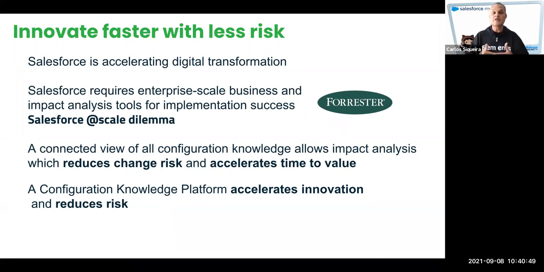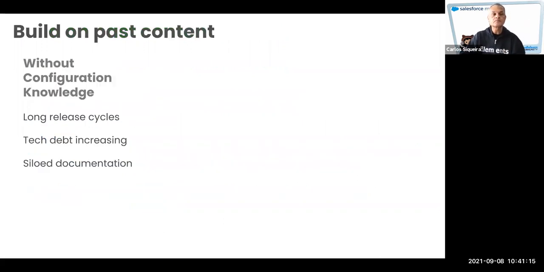You have to do a risk assessment. If I add this new field, what are the consequences? Where in my system is that field going to be used? If I remove or change that field or object, which Apex classes get affected by that? Which Lightning Web Components get affected? What about Visualforce, reports, dashboards, and so forth? So this is what you have built on the past content.